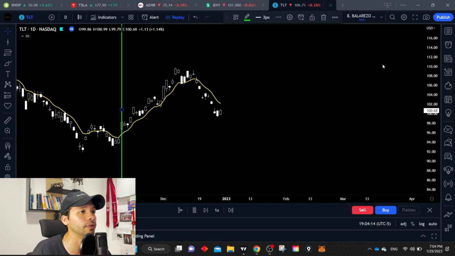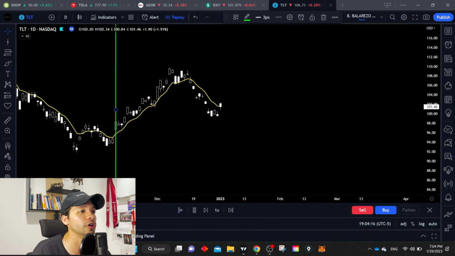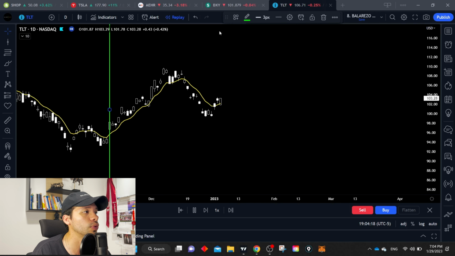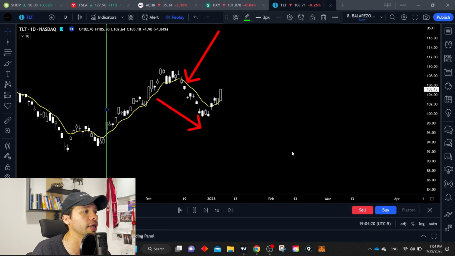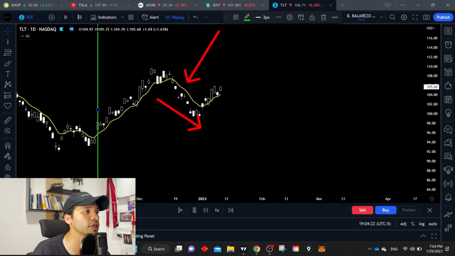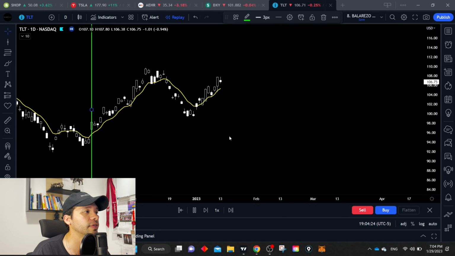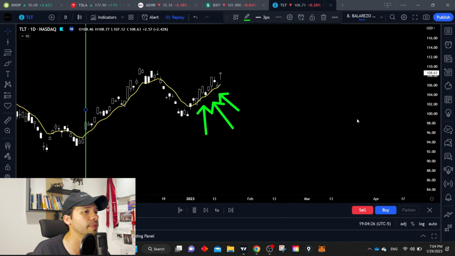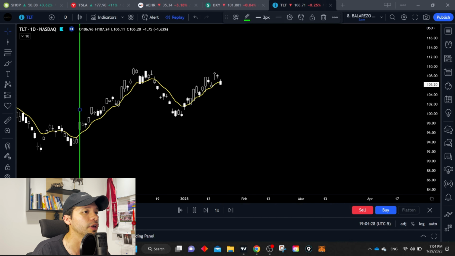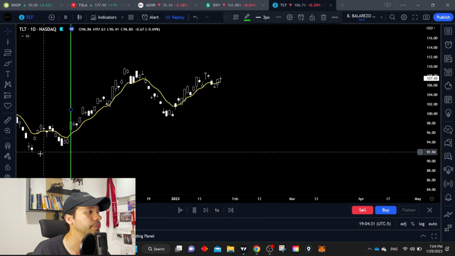And you can see right here at these levels that we start to lose that 8 exponential moving average once again, and then prices start to move to the downside. And then as soon as prices start to reclaim it, you can see that we start to move to the upside. We find a little bit of support. So that's actually pretty interesting.